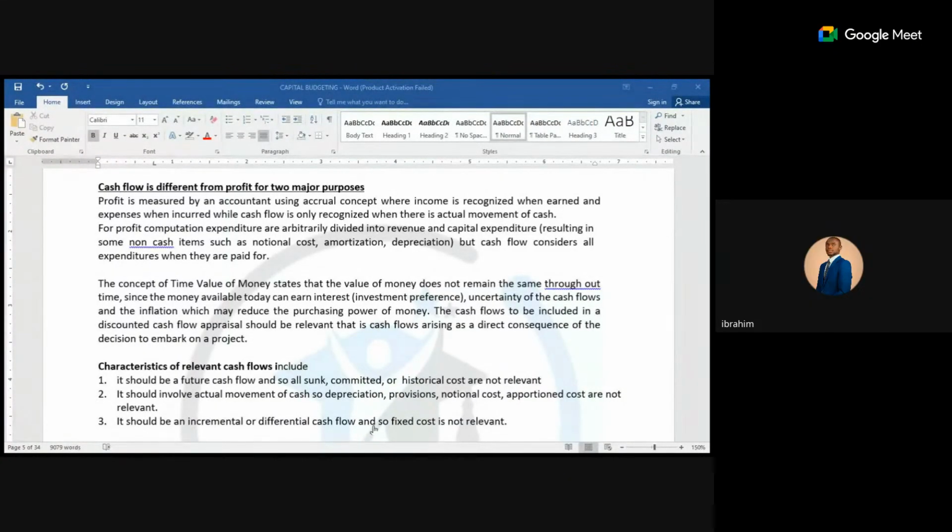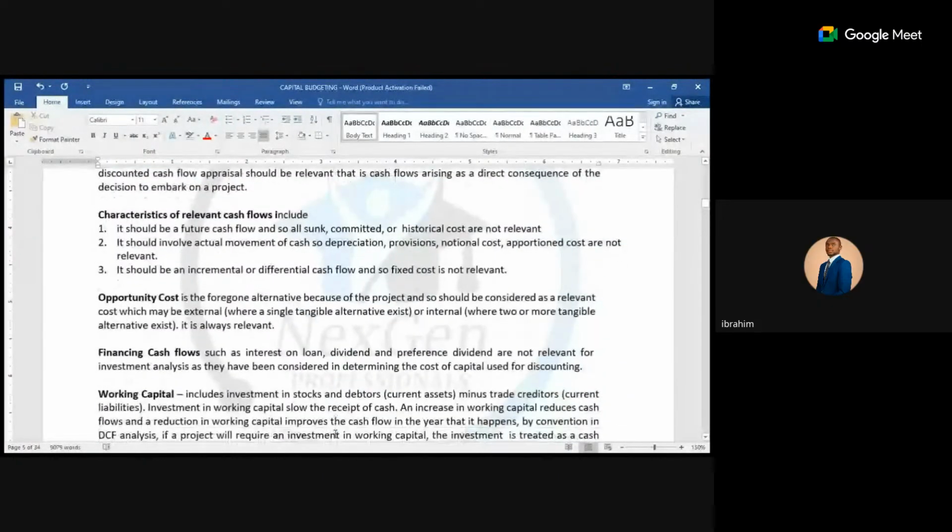Now, let's quickly move to the net present value part under the modern techniques, the modern approach. Before we move to that NPV, we need to talk about the relevant cash flow.